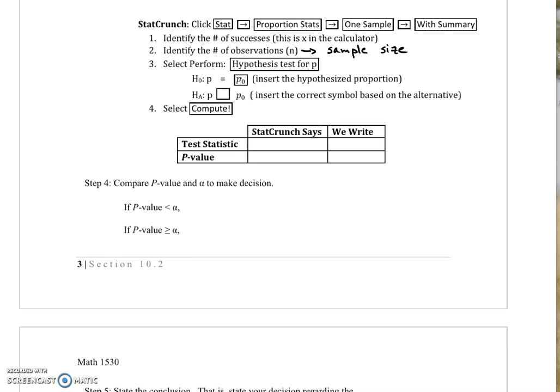H0 equals, and you put the proper number in for P0. Then HA, you pick the correct symbol. So remember, that's either going to be not equal, less than, or greater than, depending upon the kind of test you have. And remember, HA is just another name for H1, A for alternative hypothesis. Then you can select compute, and StatCrunch says Z stat, but we write Z sub 0. And StatCrunch calls the p-value the p-value, and we write p-value. So what we write doesn't change, it's just what they label it changes.